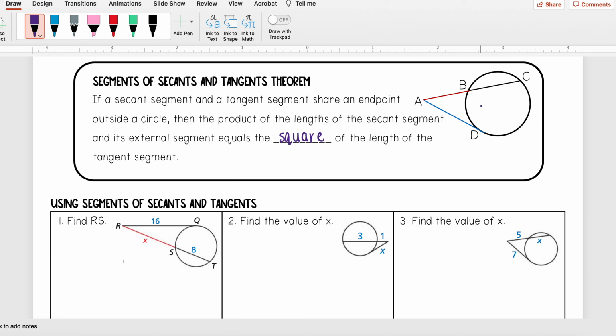So if I'm looking at this diagram right here, the equation that we get from this theorem is that my tangent segment AD squared is equal to the product of my external segment, which here is this segment in red, which is AB, times my secant segment, which is this entire segment AC.